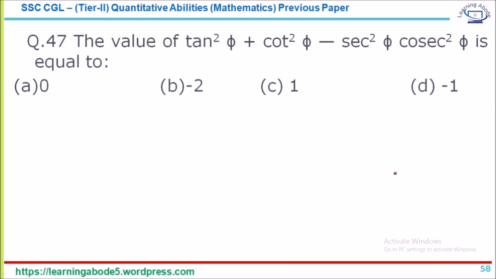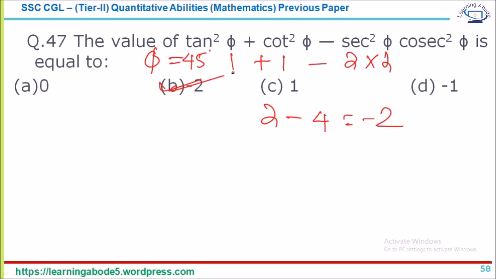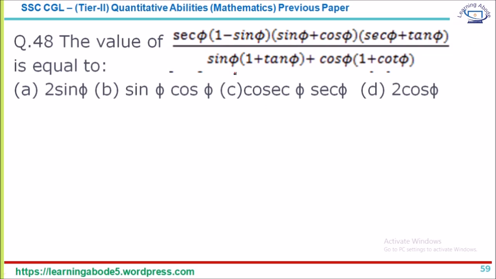Let's go to the next question, question number 47. In this question, I think we can substitute pi equal to 45 degrees. Which means this will be 1, this will be 1, so 1 plus 1 minus this will be 2 and this will be 2. So that will be 2 minus 4, that's minus 2, that's answer option B. A very simple question.